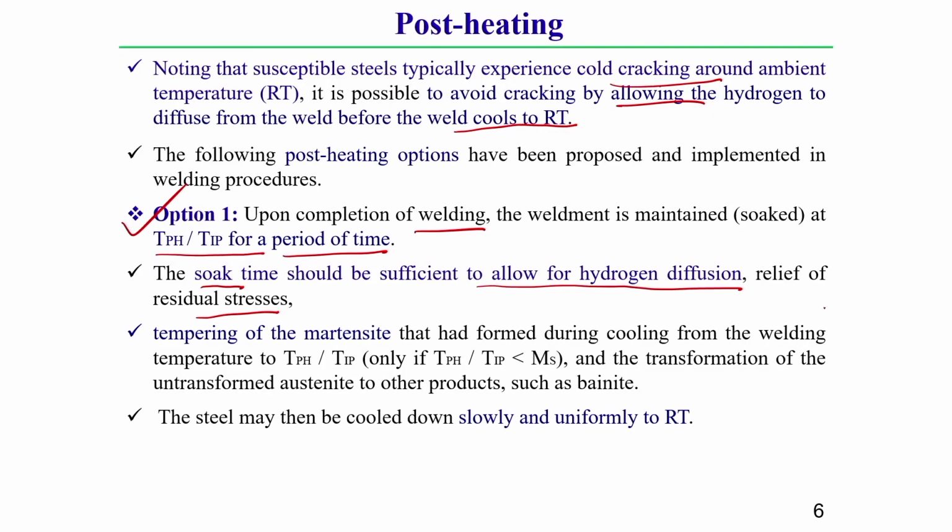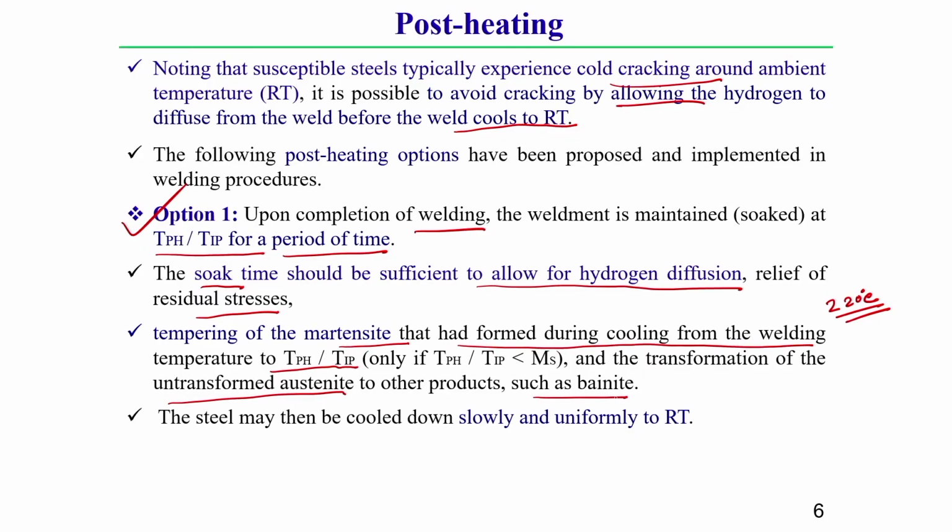That preheating temperature is around 220 degree centigrade, what I am telling, understand. That is why I have written tempering of the martensite that is formed during cooling from welding temperature to preheat temperature. Apart from this, by this option 1, whatever untransformed austenite is there also transforms to some other, softer phases such as bainite, due to this post weld heat treatment.